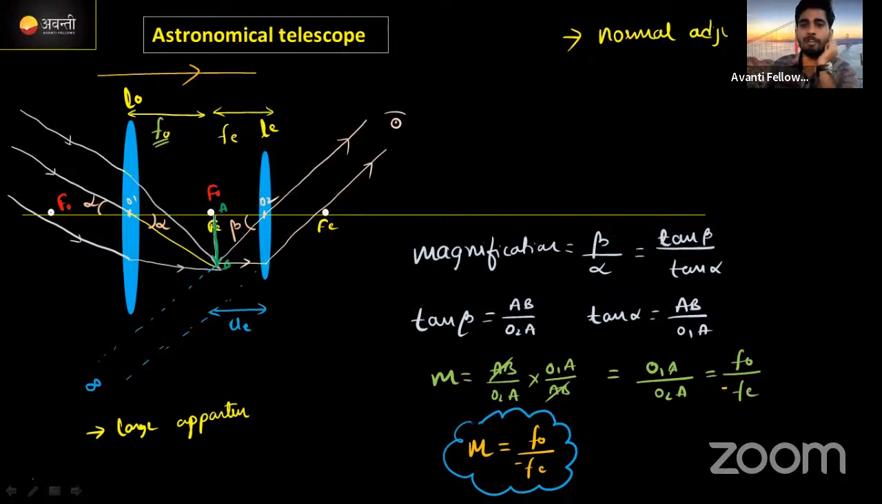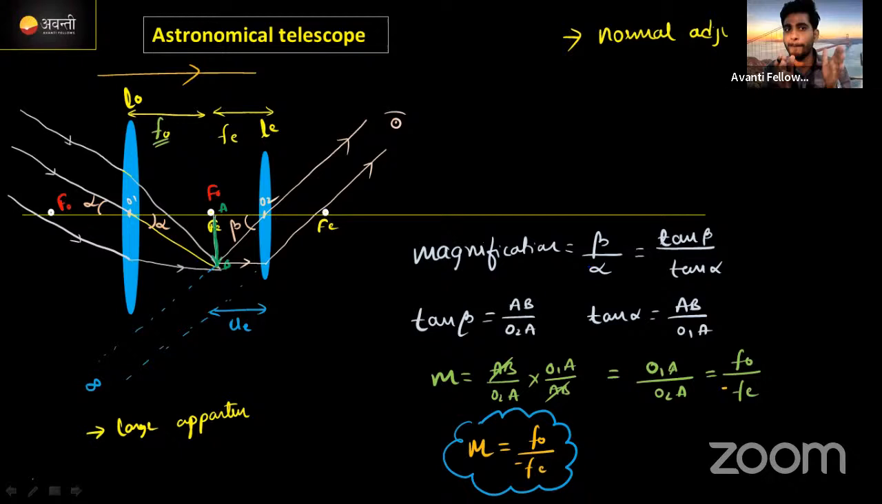However, the value of beta is greater than the alpha. That's why the image which is forming here will be larger in size than the objective. Is it clear? Any problem? Okay, if it is clear, there is one more thing.